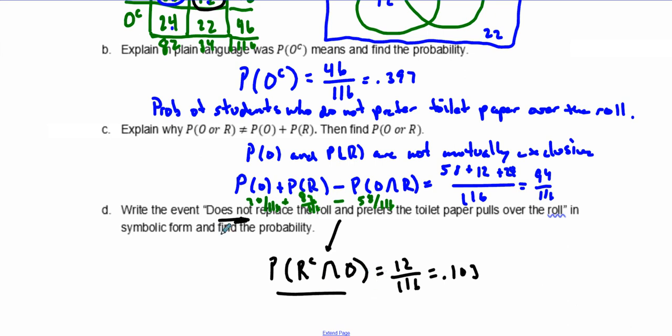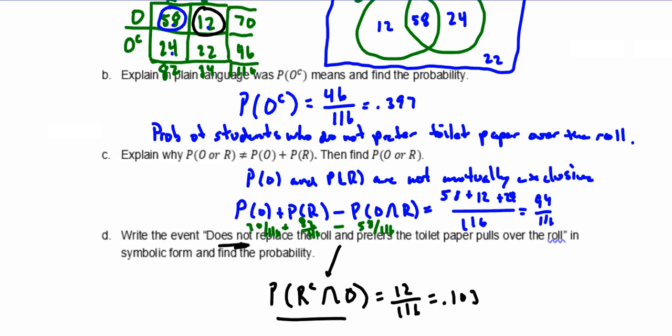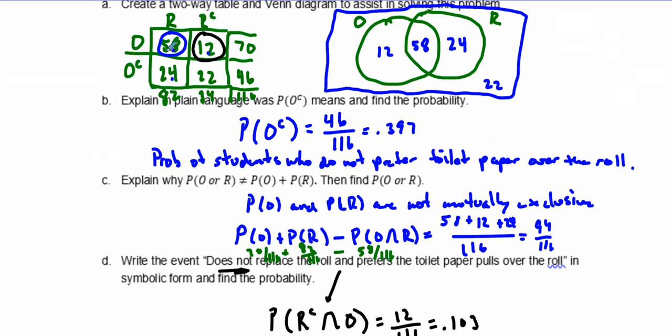How do we get that? Well, in an and statement, it is a joint condition, and so we're going to put those together. So looking at our table, it's easy to see that's going to be 12 out of 116.